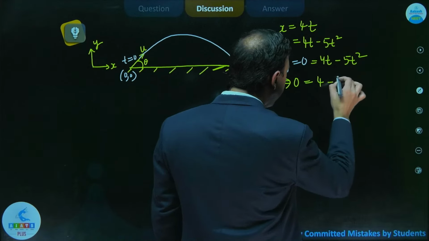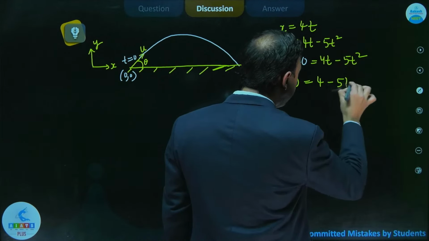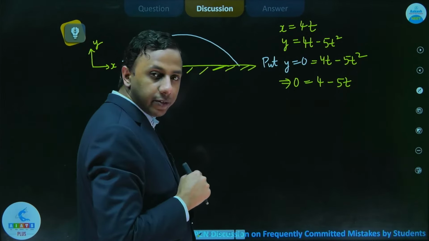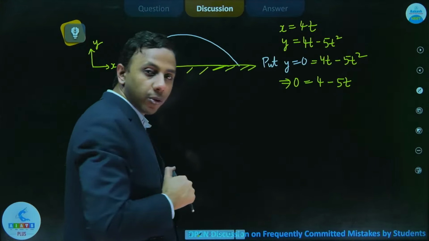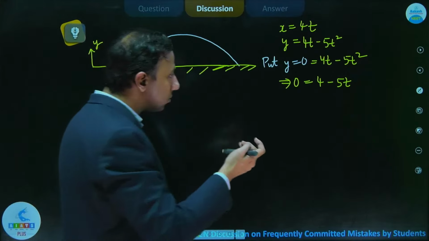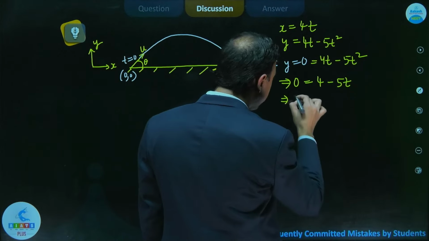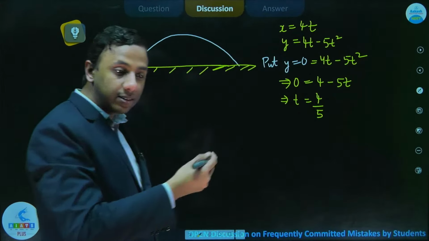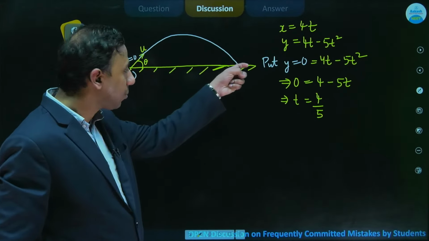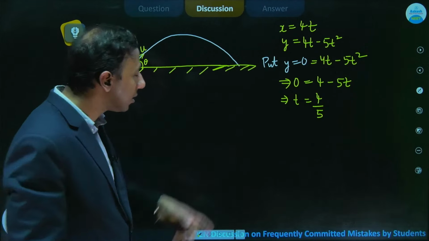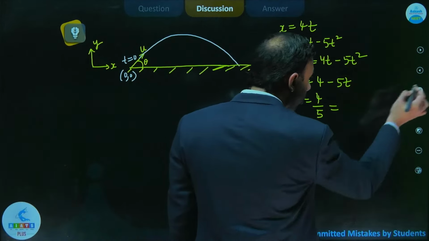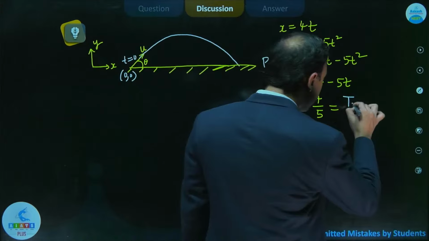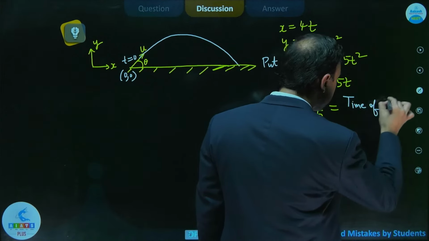So this is going to become 4 minus 5t. If you solve for it here, 4 minus 5t, bring it on the LHS, this is going to become 5t is equal to 4. That is t is equal to 4 by 5. And what is this t? t is the time taken to reach this point. So this is actually nothing but your total time, the time of flight, capital T. Or if you want, I can write it down as time of flight also.